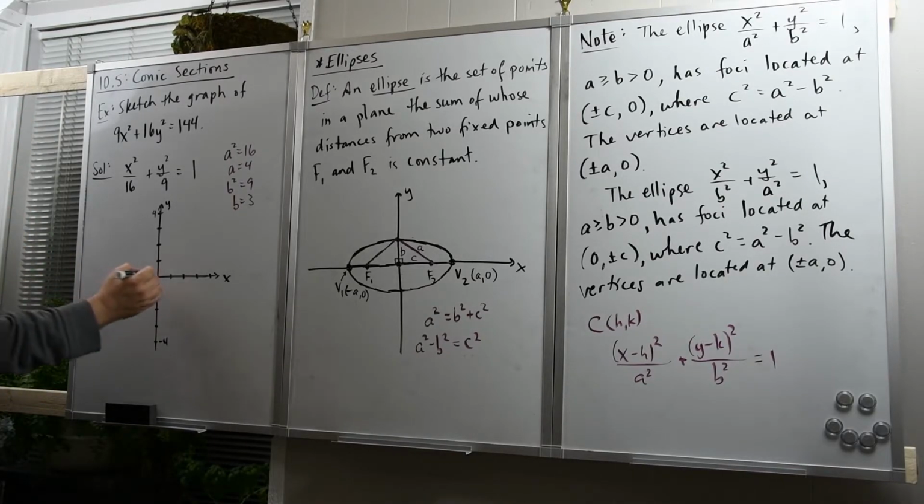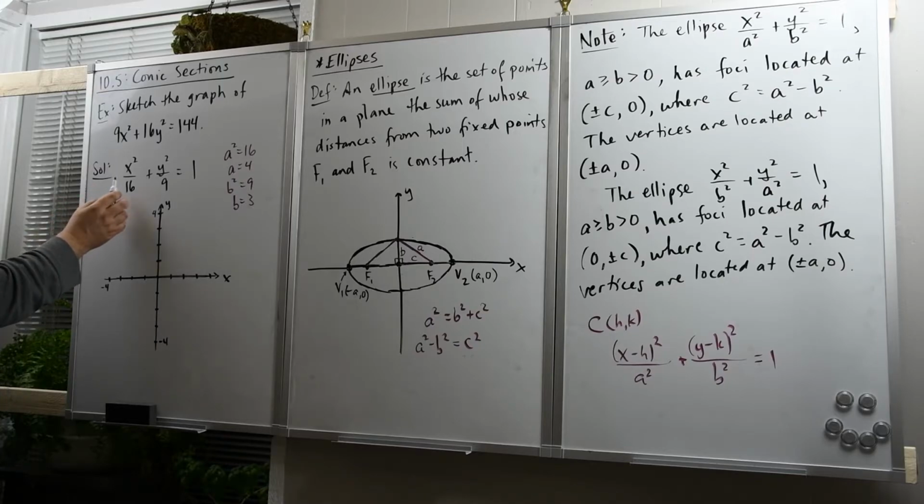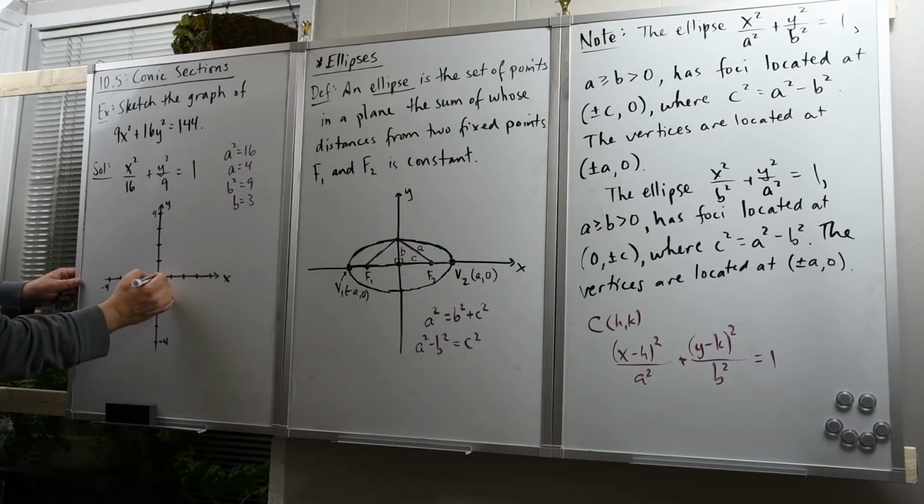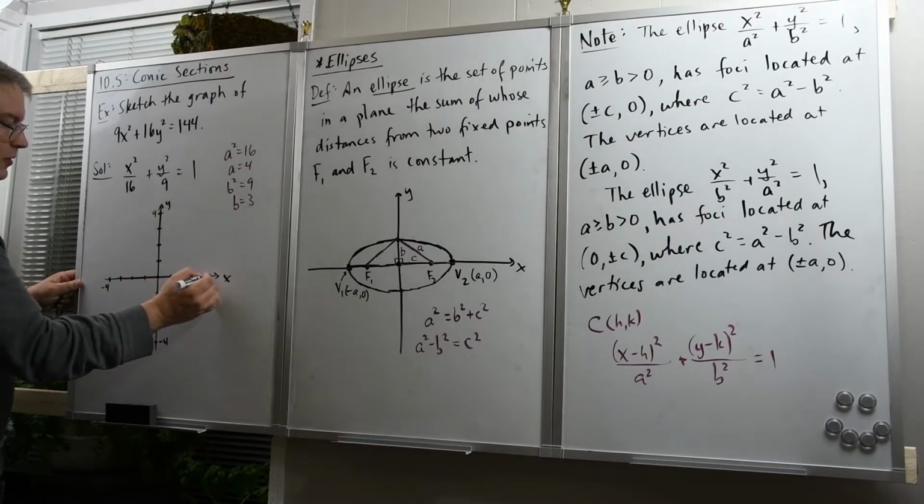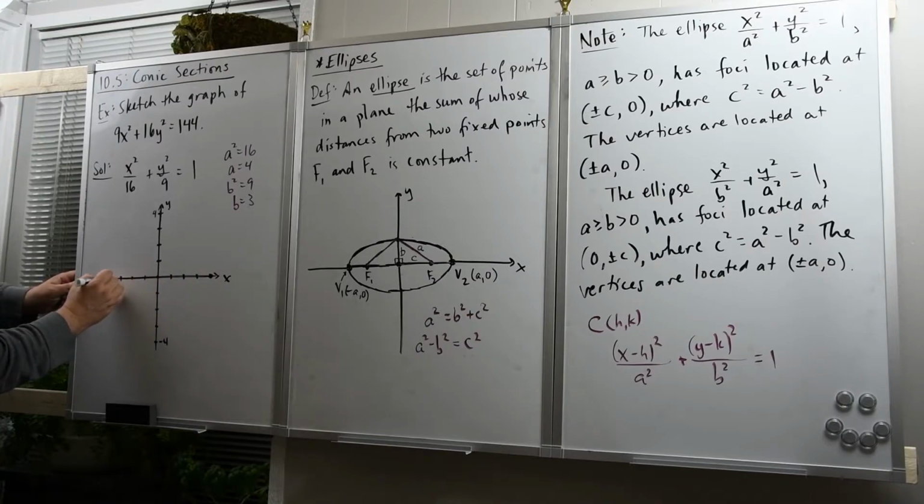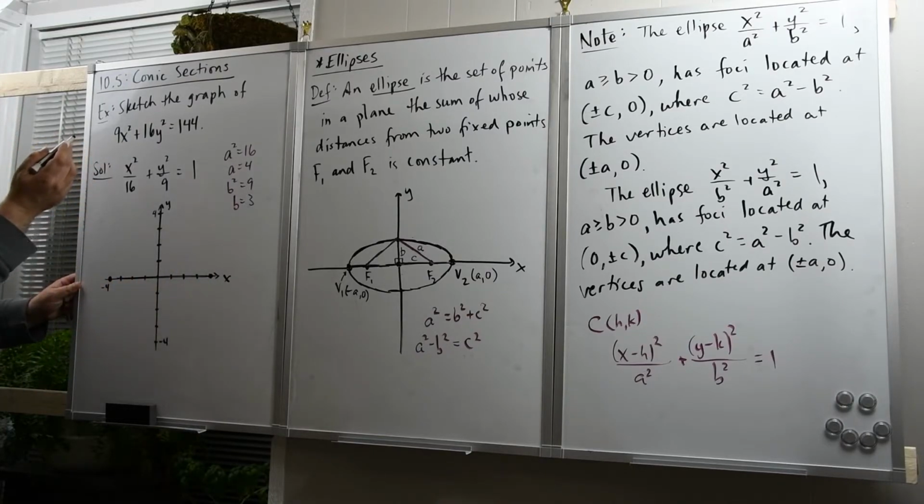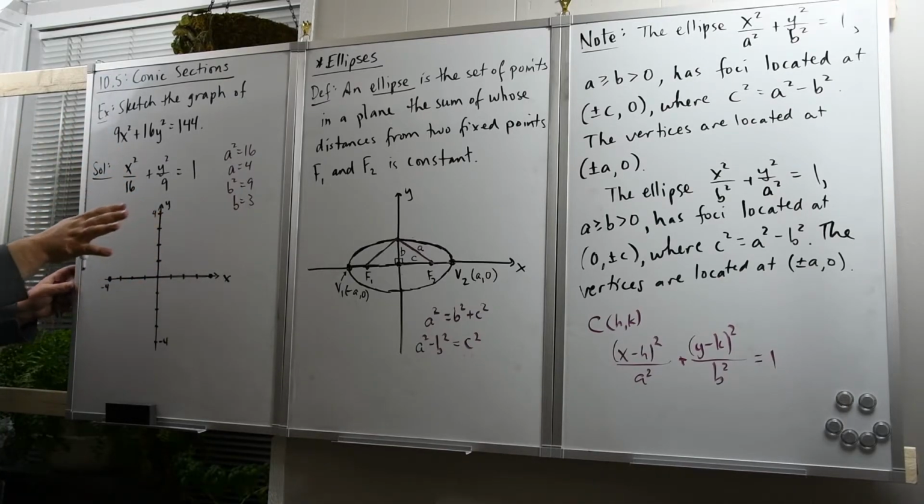Alright, so once again, the center of the ellipse is at the origin. And basically what we do is from the center, we take a look at what's underneath the x squared. Now that 16 is a squared in this case. Square root of a squared, square root of 16 gives us 4. So from the center, we're going to move left and right 4 units. So right 4 here, left 4 there. 16 is associated with the x squared. So we take the square root of 16 from the center, and move left and right 4 units to plot our points.